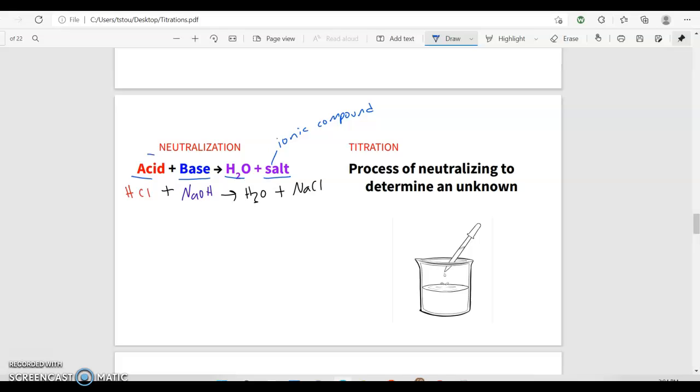So what we were just doing is neutralizing things. That means an acid is very acidic, base is very basic. If you put the two together in the perfect amount, you'll get a neutral solution. This right here on the product side is neutral. So that process of neutralizing to determine an unknown, whatever they have, it's called titration. So the science lab you do is titration, and it's neutralizing things.